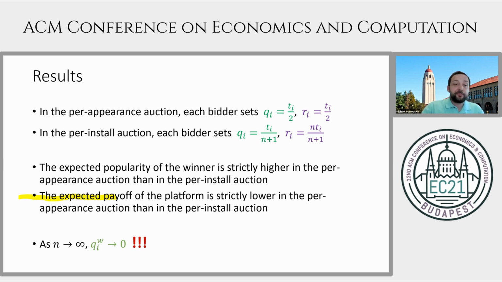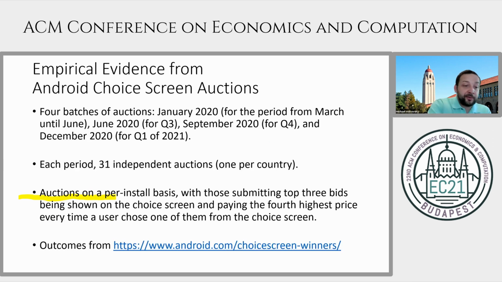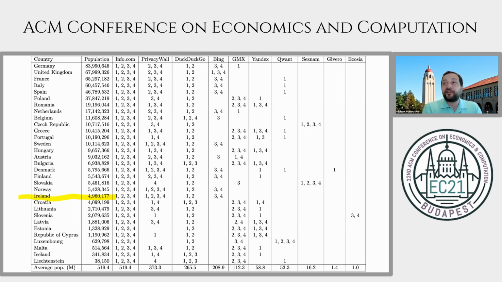All right. So let me now show you some empirical evidence from these auctions. As I said, there are 4 batches of auctions in 2020, 31 auctions because there are 31 different countries in which these auctions are run on the per install basis. And the outcomes, by the way, are all publicly available, right? So I took this data from Google's own webpage. Here is the link. And here is a table summarizing these results.